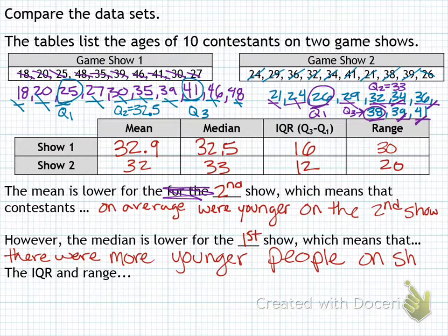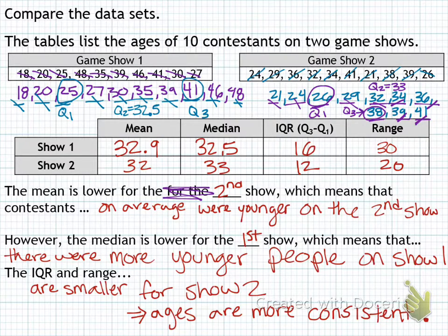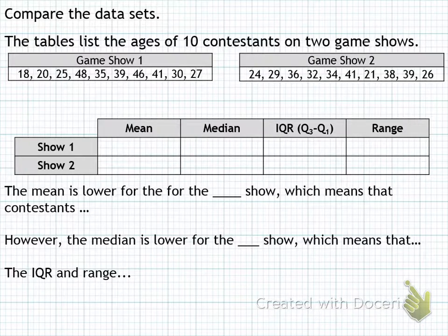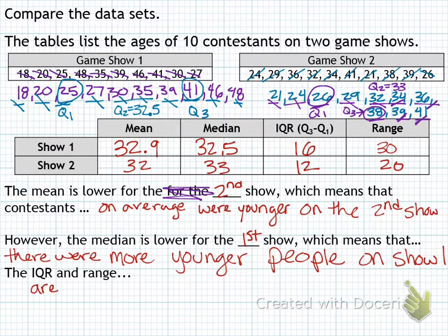Okay, and basically that is because the median is lower for the first show, so that means the first half of the data for show 1 is all below 32.5. For show 2, the first half is below 33, so since the median is lower for show 1, they fit more on the younger side.